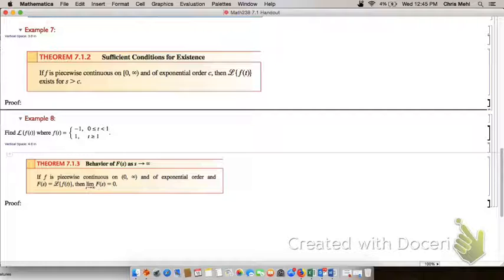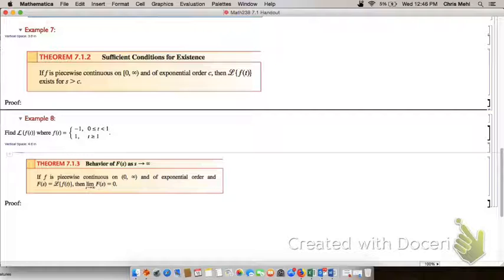Now, I talked about maybe going through the proof here in this video that I would make. The proof is of this theorem as well as 7.1.3. The proofs of these are in the textbook, so you can go ahead and read those if you like. So what I'll do is I'll do example 8. We'll find the Laplace transform of a piecewise function.